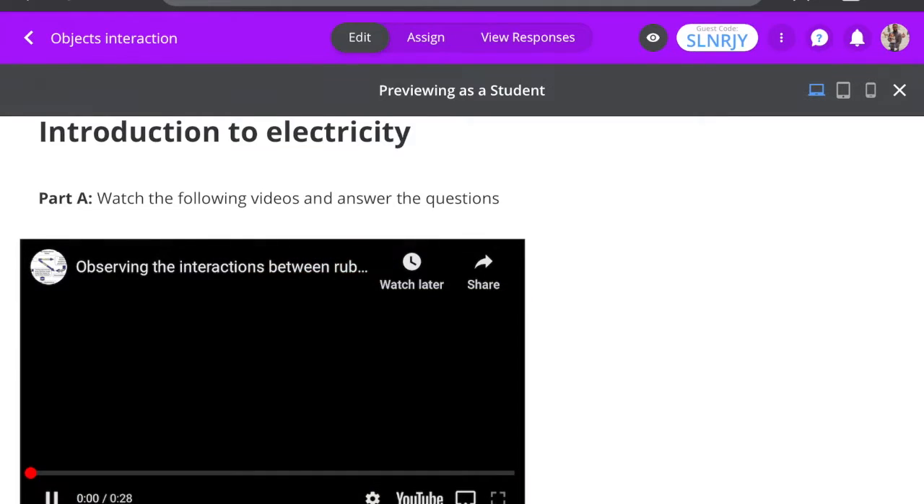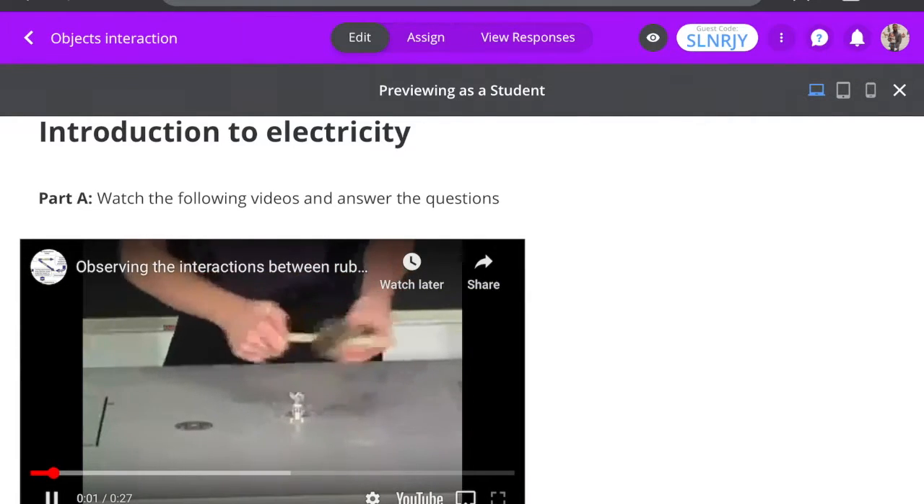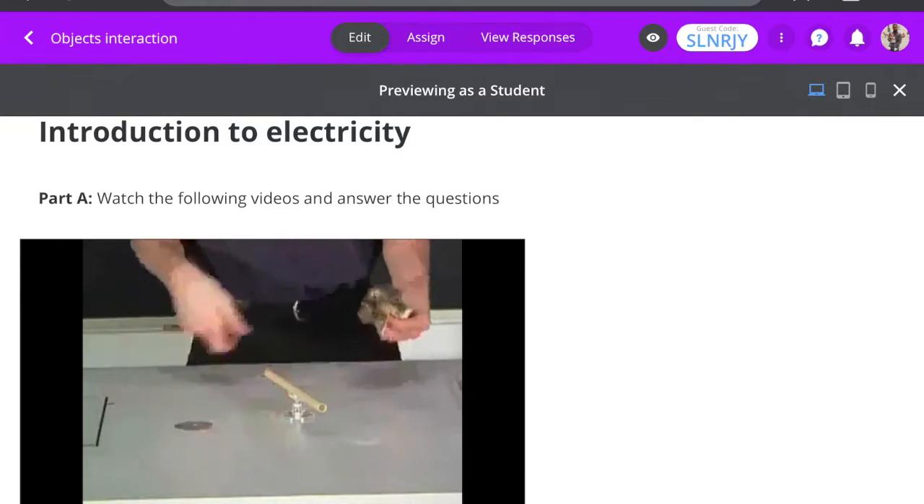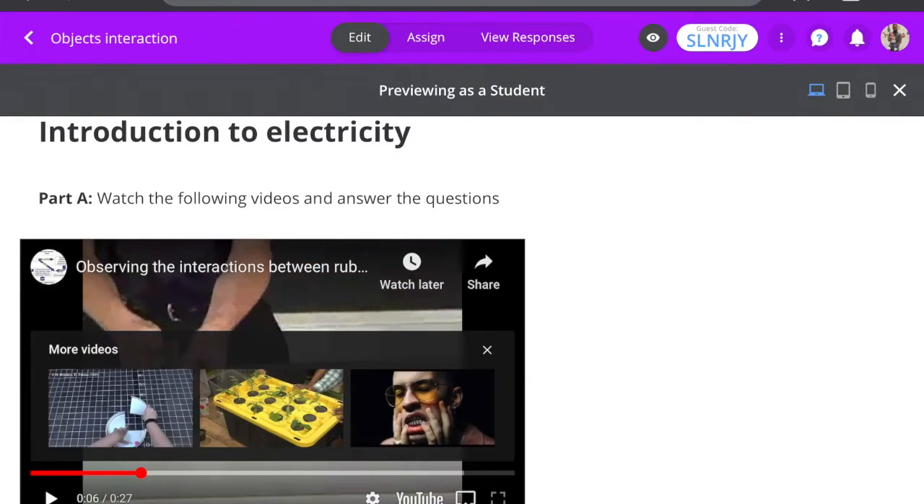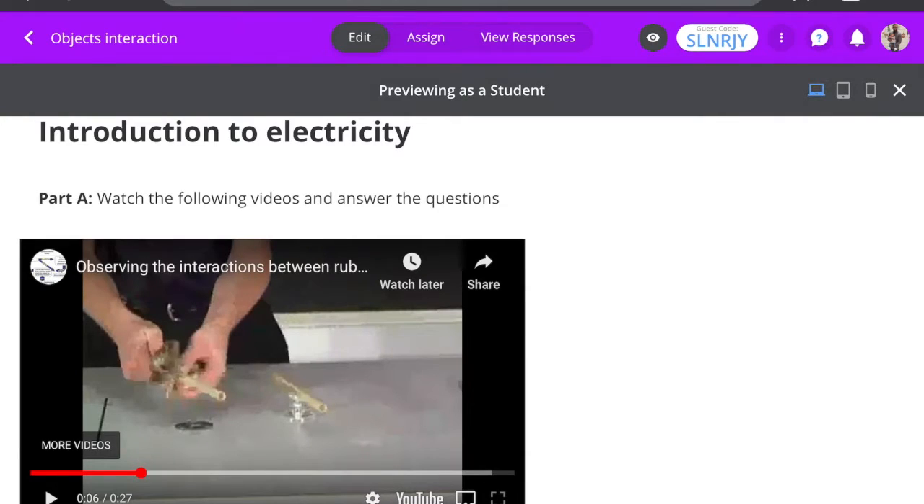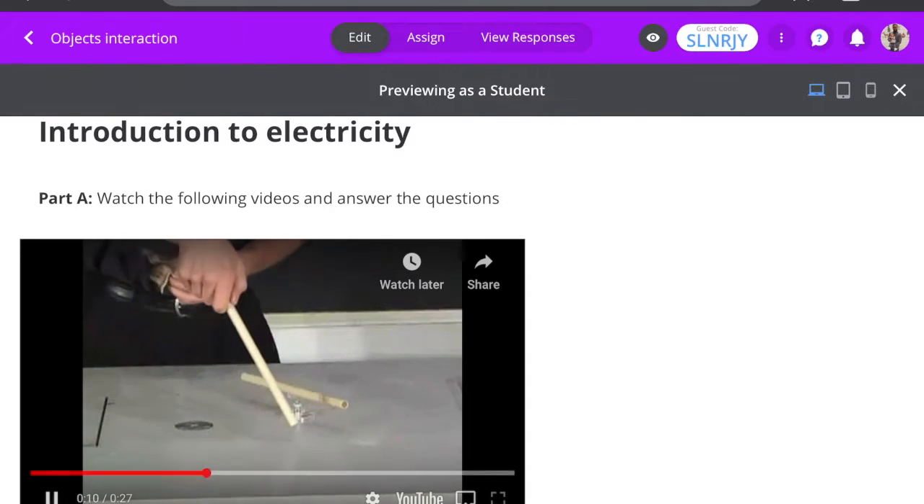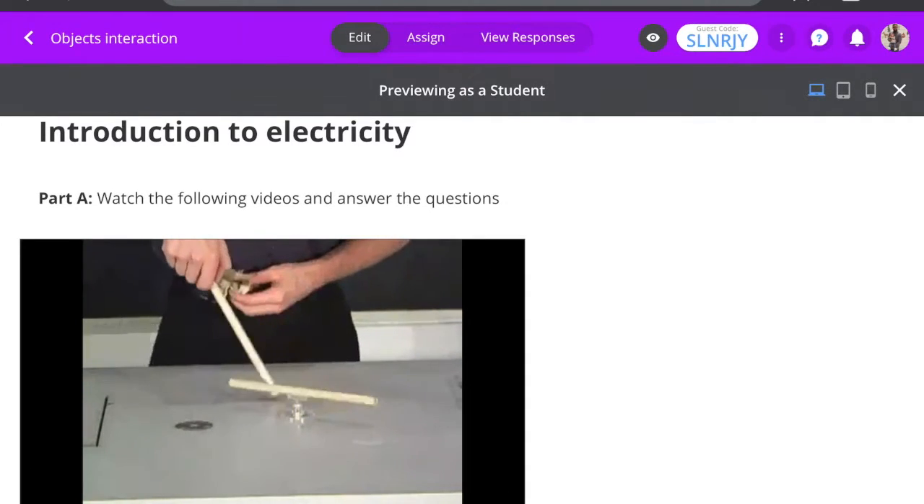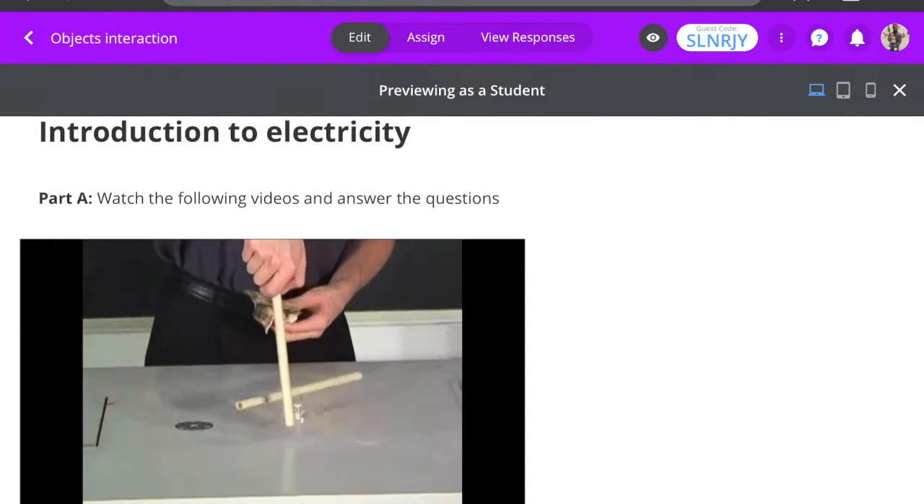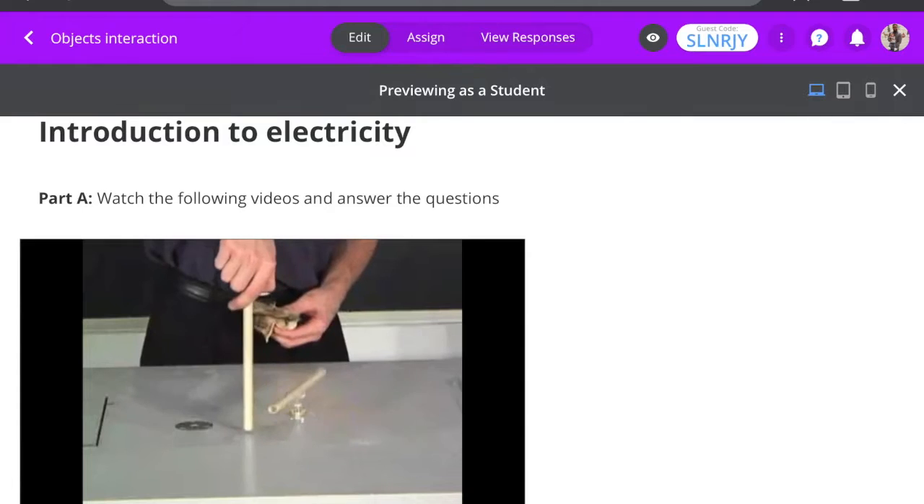I am going to try to explain the classwork from yesterday that you did in formative. Now let's go one by one. In the first video that we have here, we have two objects. These two are plastic. Now you see he is rubbing these two objects, and when he rubs them and tries to put them together, what is happening?